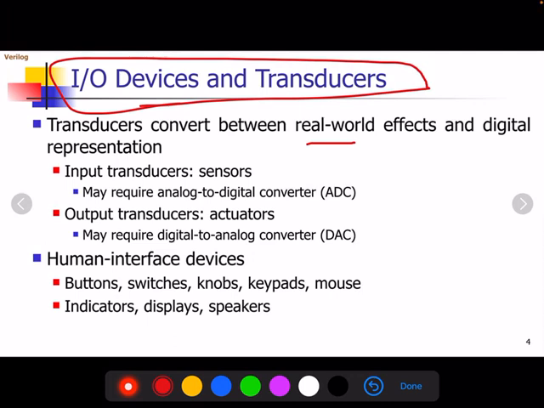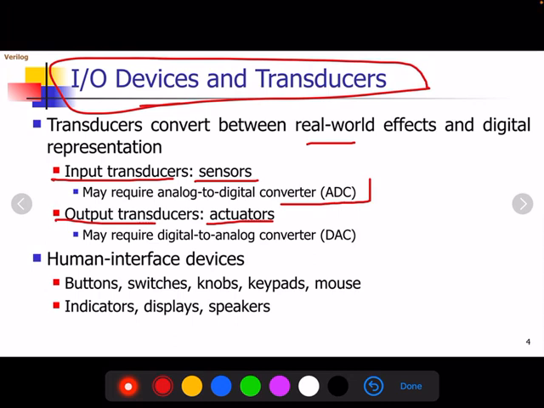When we talk about input transducers, sensors act as input transducers. Sensors convert any physical quantity to an electrical signal, and those sensors make use of analog to digital converters. Coming to output transducers or output devices, these are called actuators. It may be a solenoid valve, a pneumatic valve, pneumatic cylinders, or hydraulic cylinders. All those come under actuators.